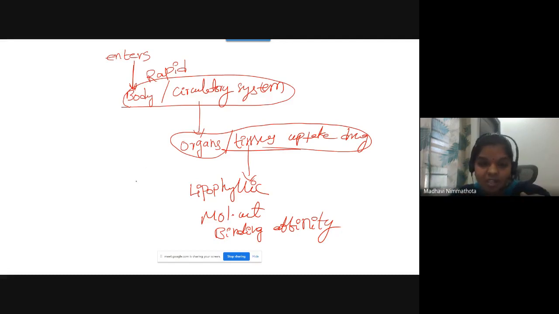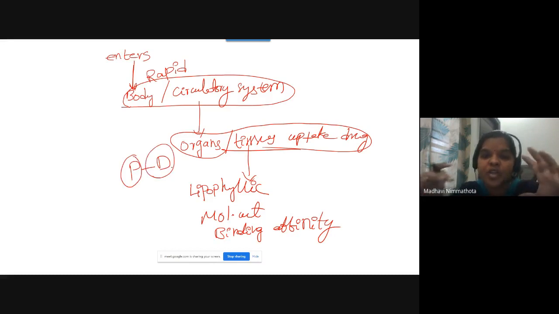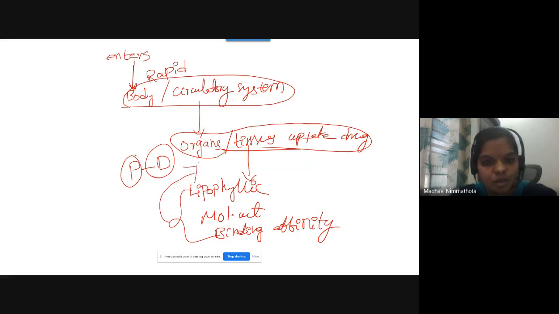I think you already studied drug and protein binding. Each and every drug shows some binding capacity, either to receptors or ligands, or they have some interactions with other drugs. So these three parameters are very important for the uptake of the drug to organs or tissues. This uptake of the drug to the tissues or organs will govern the VD.